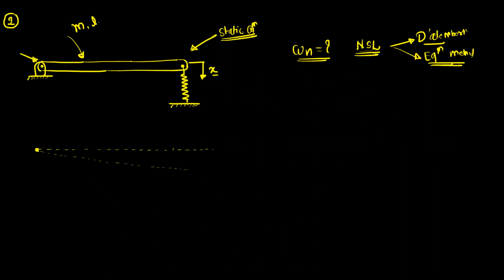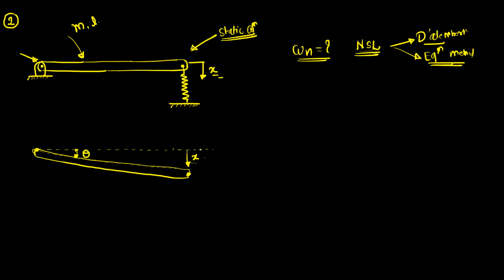So this line is the displaced position because of the initial displacement. This angular displacement, which corresponds to x, assume this as theta. For this free end, its linear displacement is x.